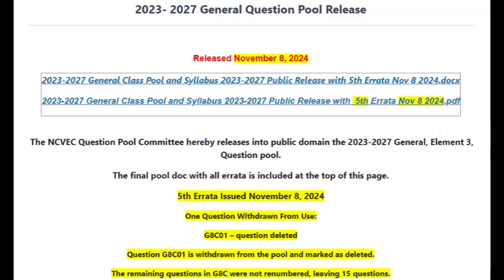G7B04A. In a Class A amplifier, what percentage of the time does the amplifying device conduct? A. 100%. B. More than 50%, but less than 100%. C. 50%. D. Less than 50%.